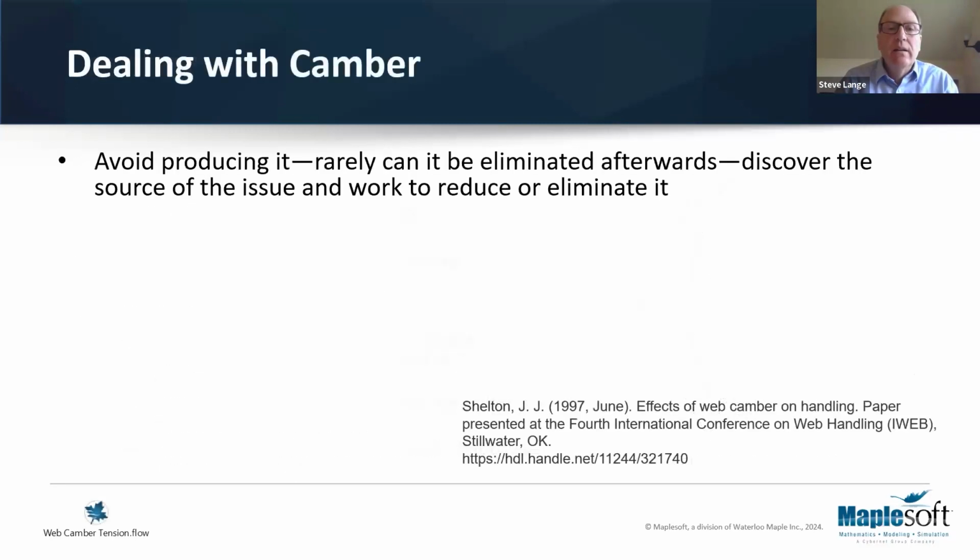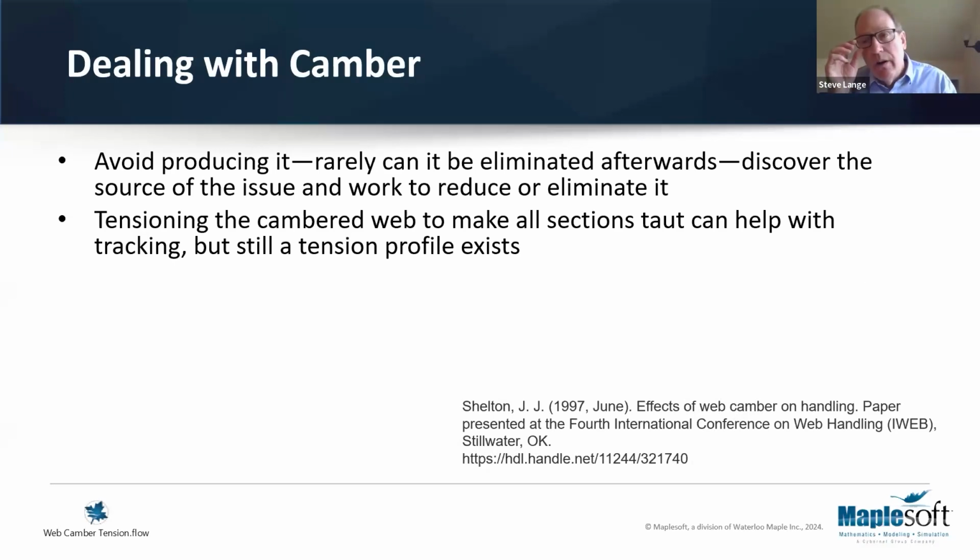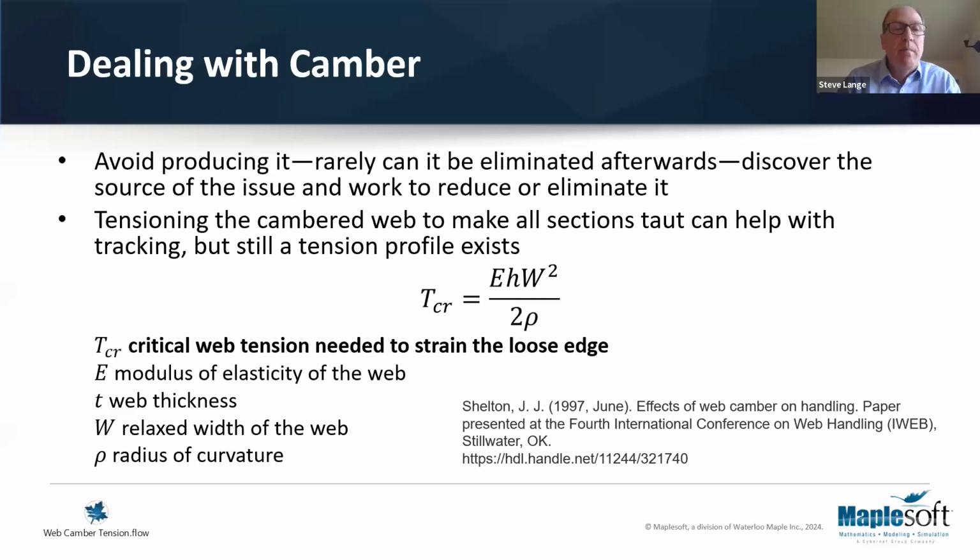And then the best way to deal with camber is not to have it. It's not very helpful, but try to eliminate it at the source. But if you have to run a web with camber, tensioning it at a certain level such that all the sections across it can be tight or at least partially loaded will help you track the web. You'll still have a tension profile, but it may help.